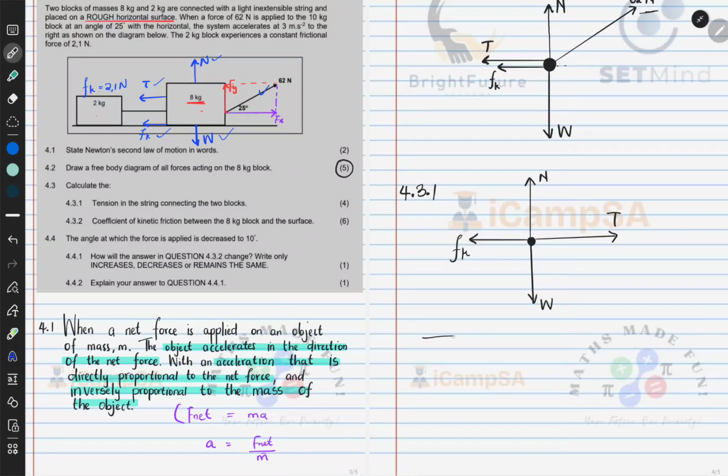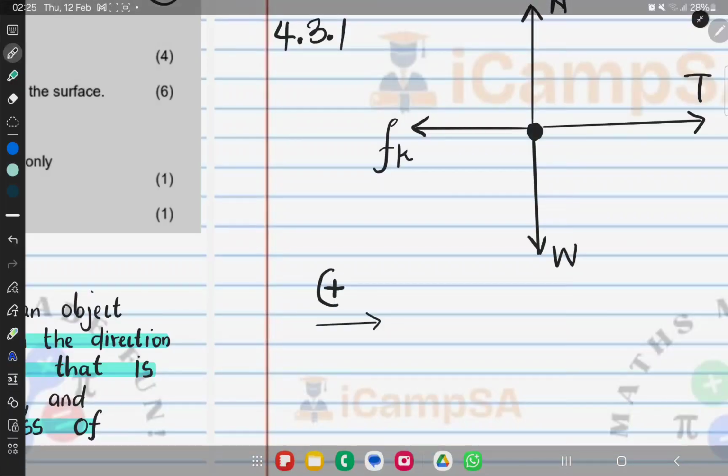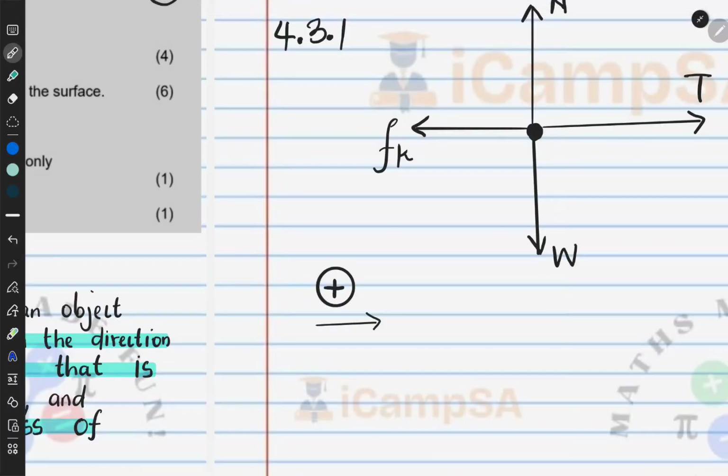First, I choose right as my positive. Why did I choose right? Because the system is already moving to the right. Why would I choose left when the system is moving to the right? You can choose left, I'm not saying you shouldn't. It's just convenient to choose right, okay? So that's something you always keep in mind whenever you choose directions. There's no rule to it, but do something that makes your life a little bit easier.